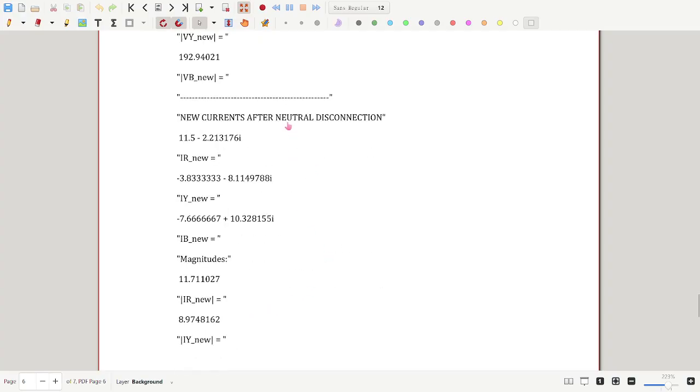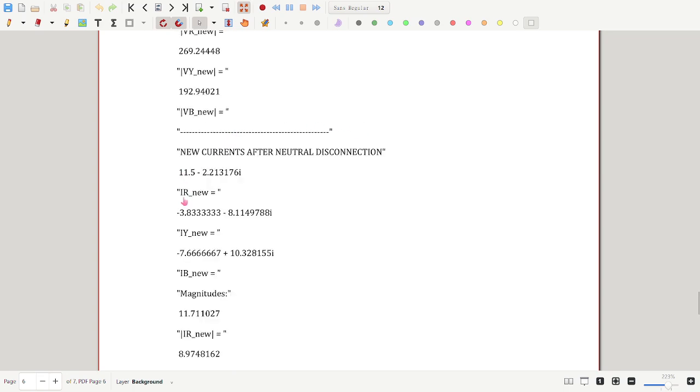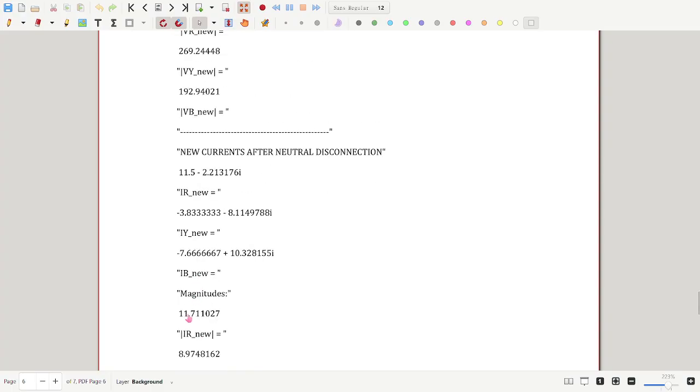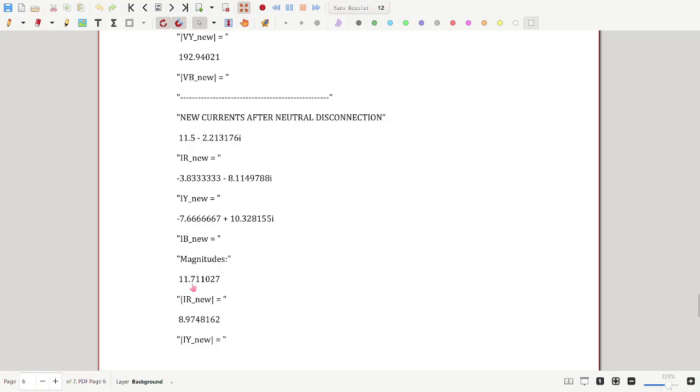New currents, that is we are going to calculate after the neutral disconnection. So when the neutral is disconnected, what will happen? IR new value you are going to get as VR new divided by ZR, which is 11.5. Next is IY new value, IB new value, and the magnitude you can observe. Previously 11.5 was there, now it has increased to 11.7.